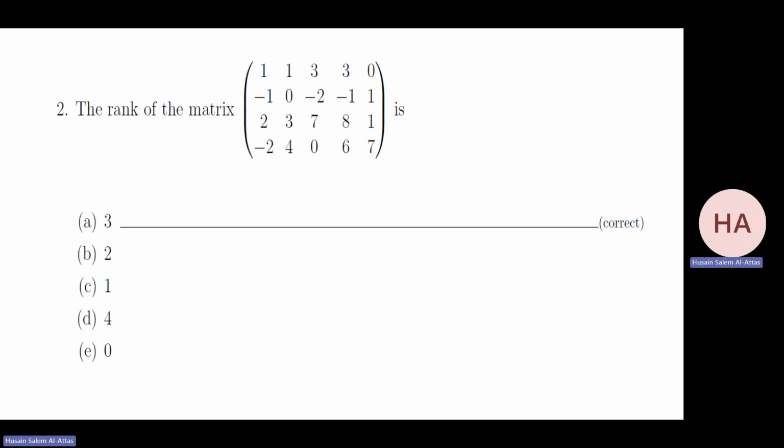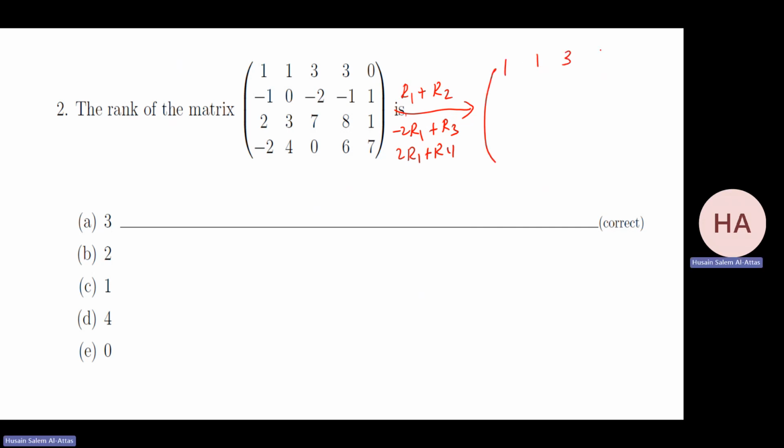Now I have these: 1, 1, 3, 3, 0, minus 1, 0, minus 2, minus 1. I have R1 plus R2, minus 2 R1 plus R3, 2 R1 plus R4. Let us see what will happen.